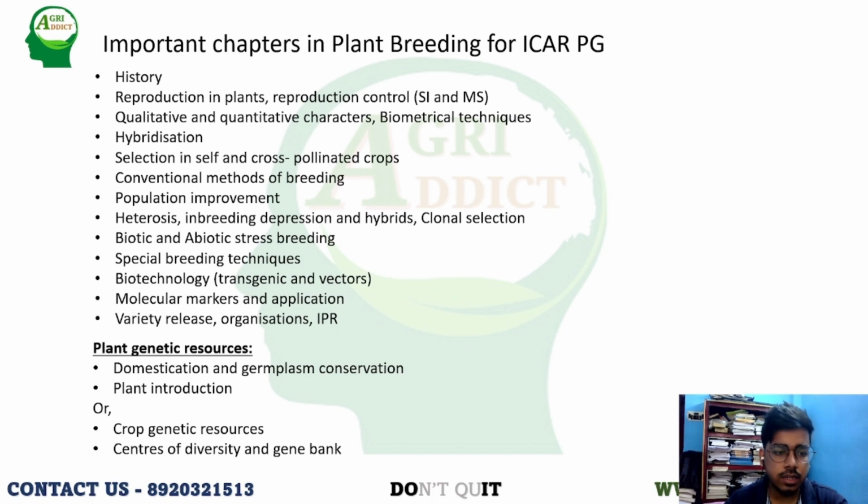Special breeding techniques. In special breeding techniques, mutation comes, then polyploidy, distant hybridization, ideotype breeding. Under ideotype breeding, there are oil quality breeding, then protein quality breeding techniques. You should know only the main lines. You should remember only the main topics, main lines. And in the mutation part, many questions were asked this year and in previous years also.